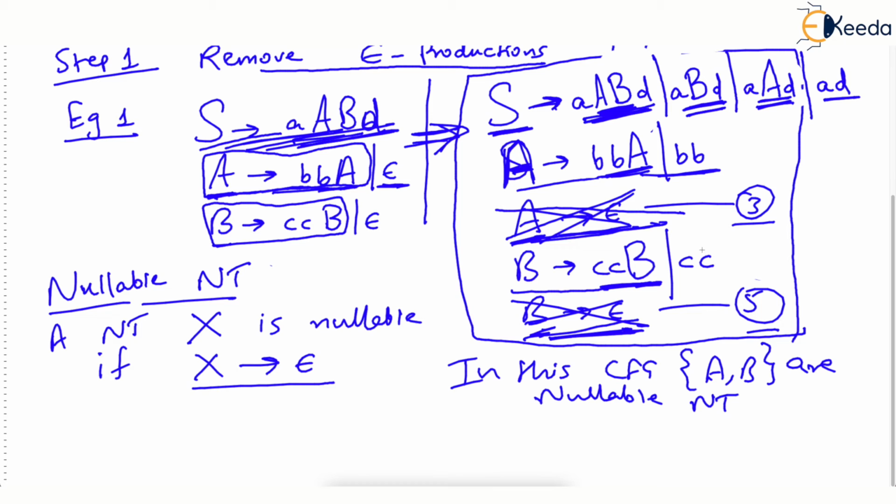The grammar that we are left with is known as simplified grammar. Just check, the simplified grammar has S derives ABD, AD, BD, and D. Then A derives BBA or BB. Then B derives CCB or CC. That's it. And it does not contain epsilon productions.